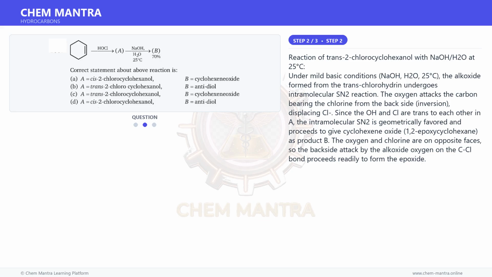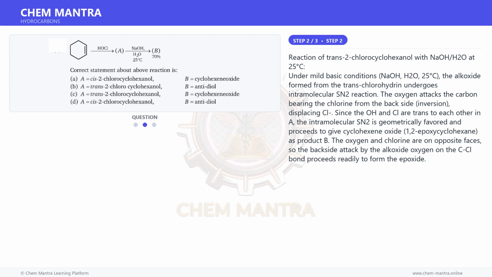Reaction of trans-2-chlorocyclohexanol with NaOH, H2O at 25 degrees Celsius. Under mild basic conditions, NaOH, H2O, 25 degrees Celsius, the alkoxide formed from the trans-chlorohydrin undergoes intramolecular SN2 reaction. The oxygen attacks the carbon bearing the chlorine from the back side, inversion, displacing Cl.